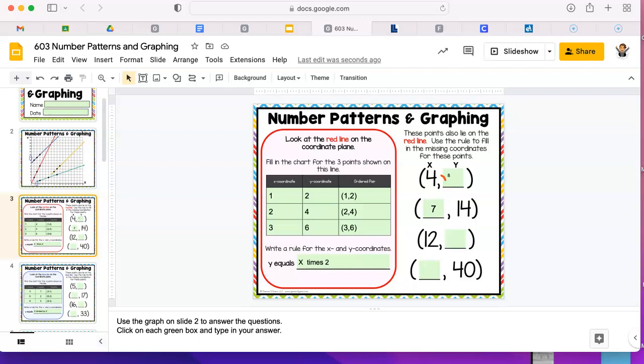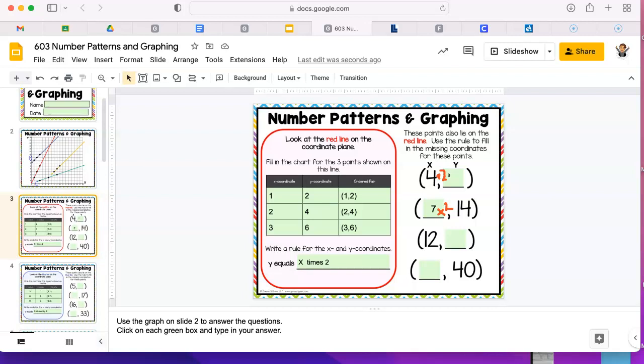4 times 2 equals 8. 7 times 2 equals 14. 12 times 2 will equal 24.